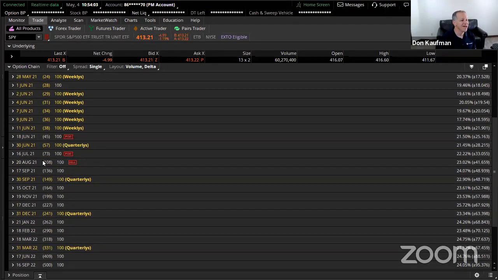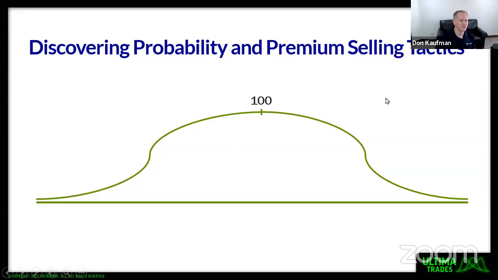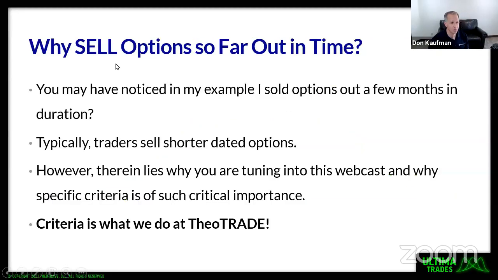And again, I am emphasizing this because I'm intentionally going out 108 days, which drives experienced traders crazy. The mathematics of options, they don't lie. Why sell options so far out in time? You may have noticed in my example, I sold options a few months out in duration. Typically, traders sell shorter dated options. Therein lies why you're actually tuning into the webcast and why there is specific criteria. And that specific criteria is of critical importance.